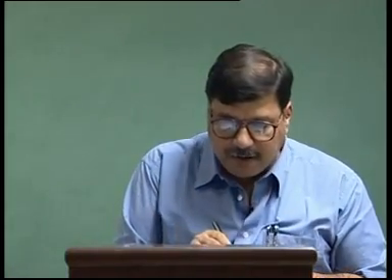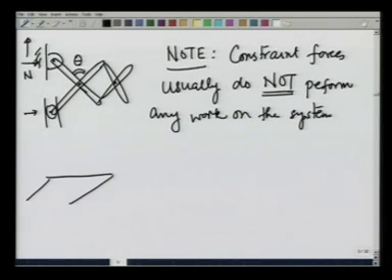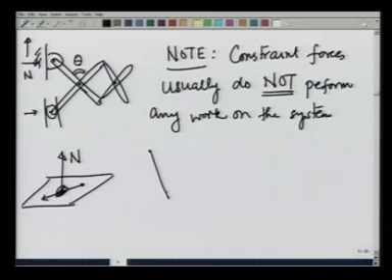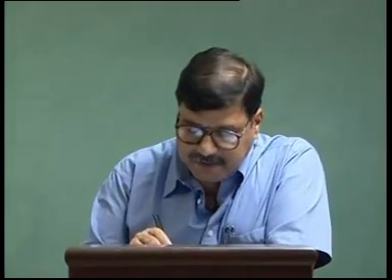So, take the example of a particle on a 2-dimensional surface. The constraint force, normal reaction, is perpendicular to the surface, the particle moves along the surface, and the two are perpendicular. So, normal does not do any work on this. Take the example of the pendulum. The constraint force tension is always perpendicular to the direction of motion of the ball, and therefore, this also does not do any work. How about this mechanism?